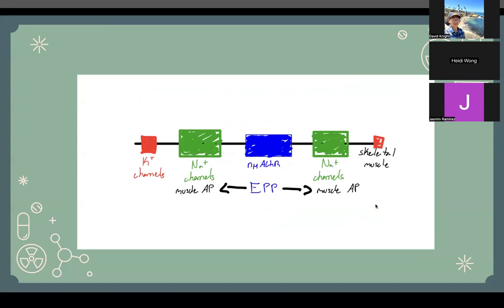As the end plate potential gets generated, the EPP is only occurring at the local area right at the end plate. To have an AP, the depolarization has to activate the voltage-gated sodium channels on either side of the end plate. Once the MAP is activated, it can then spread. NMJs are typically located at the center of the muscle fibers, and the muscle action potential spreads from the middle and outward.